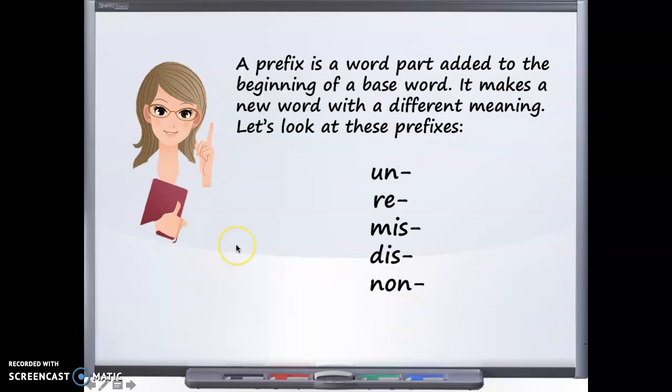You might be asking yourself, well, what is a prefix? I've never heard of that before. Or maybe you have. A prefix is a word part that is added to the beginning of a base word. It makes a new word with a different meaning. Let's take a look at the prefixes we're going to be using all throughout this week. We have un, re, mis, dis, and non.